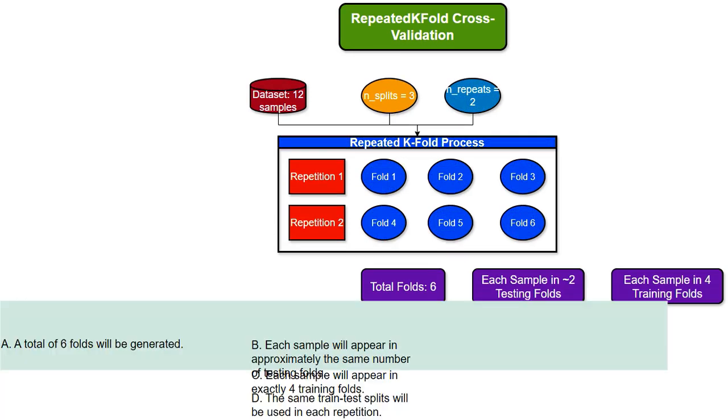This statement says that, with RepeatedKFold, each data point in your dataset will show up in about the same number of testing sets. That's mostly true.